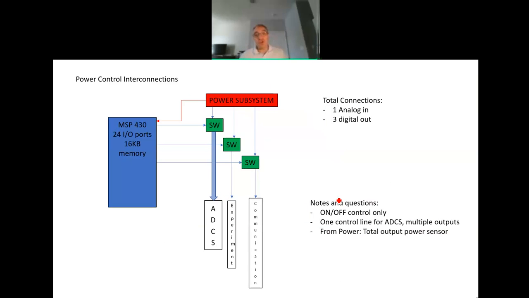The power control. The power control interaction is actually the simplest one. At this point, basically what we think we need to do with the power subsystem is to be able to shut down power to different subsystems. Basically, that's it. We just want to be able to turn off the experiment or the communication subsystem or even the ADCS if we need to.